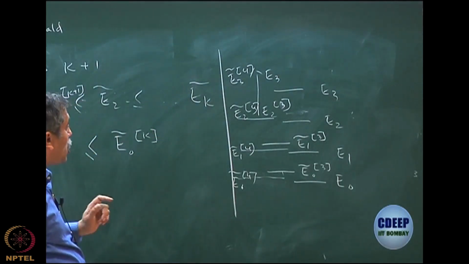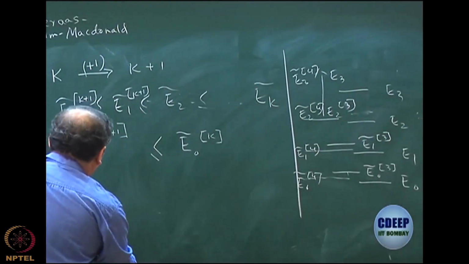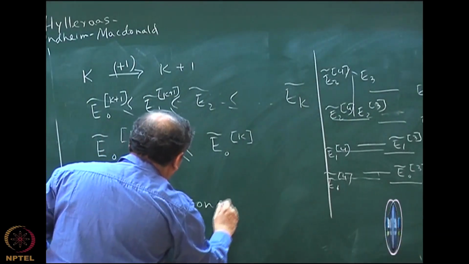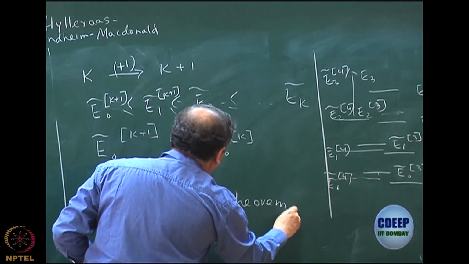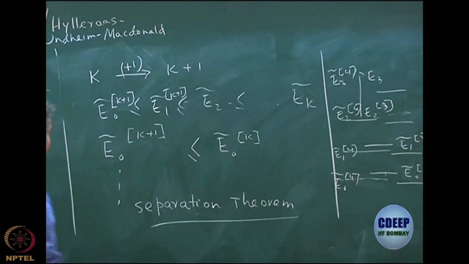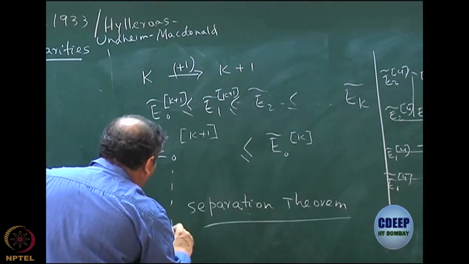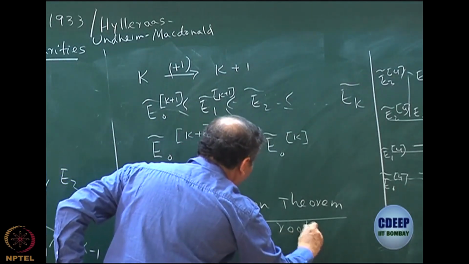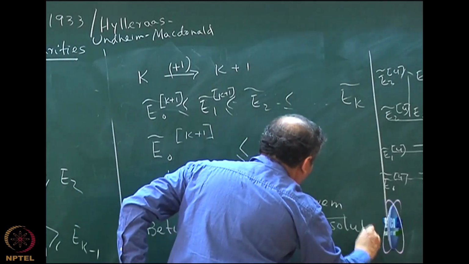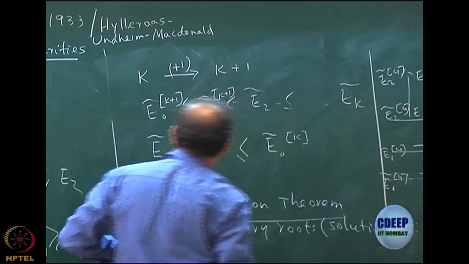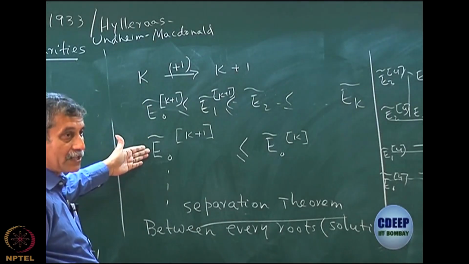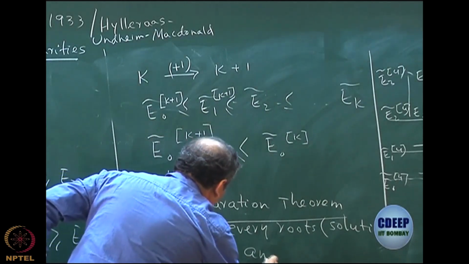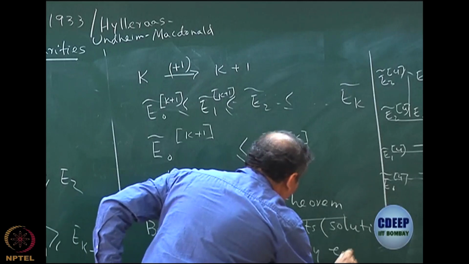This structure was ensured by a very interesting theorem that MacDonald proposed in that paper, and that is called the separation theorem. It says that between every two roots, roots meaning solutions to this variational problem, lies one and only one exact solution.